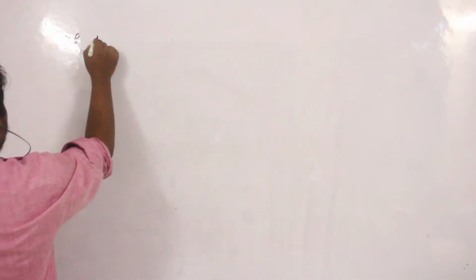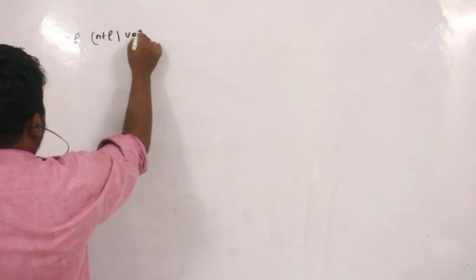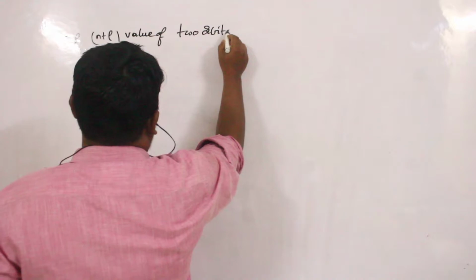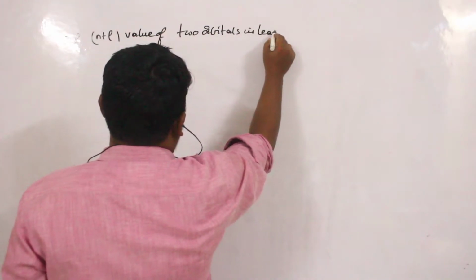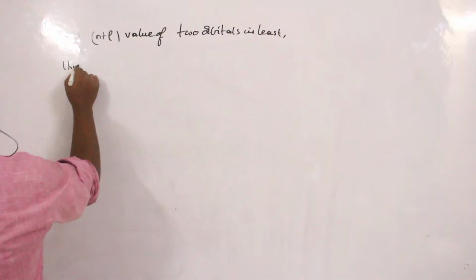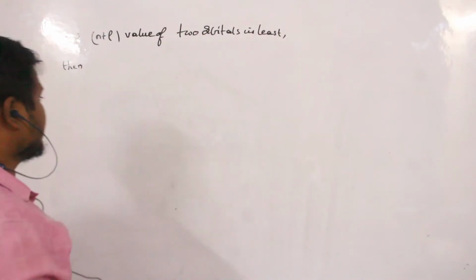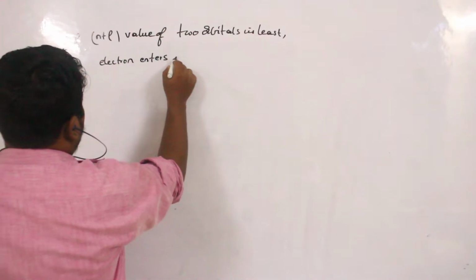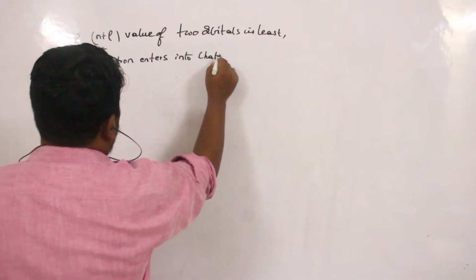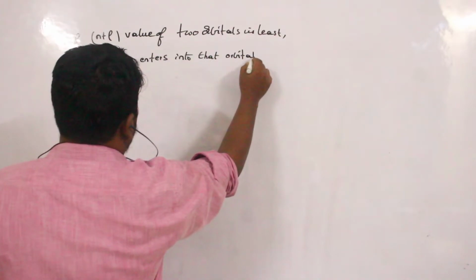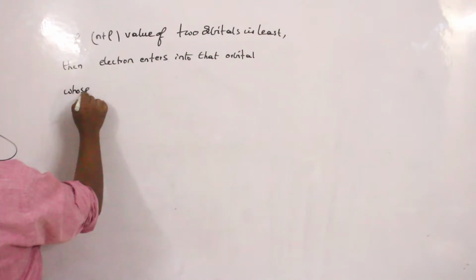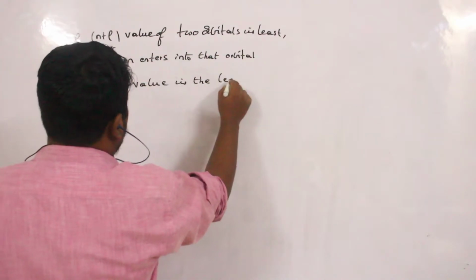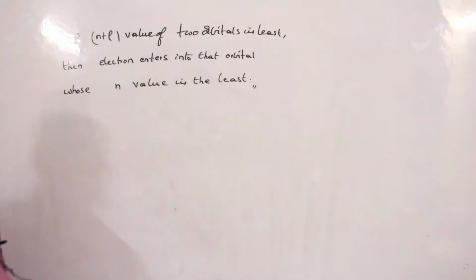So if the n plus L value of two orbitals is equal, then the electron enters into that orbital whose n value is the least. Whose n value is the least. Are you able to understand?